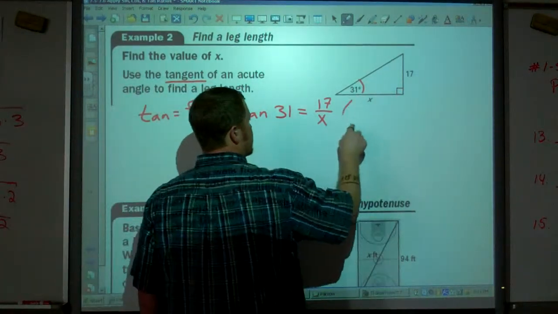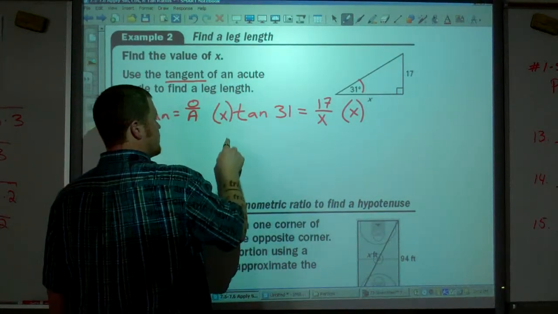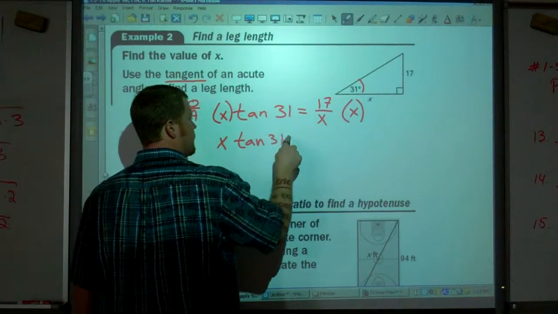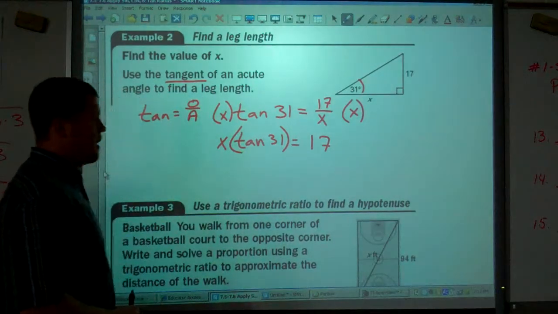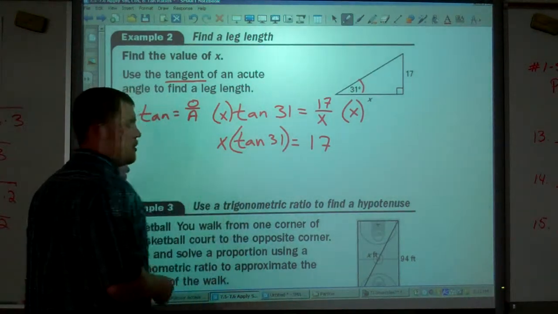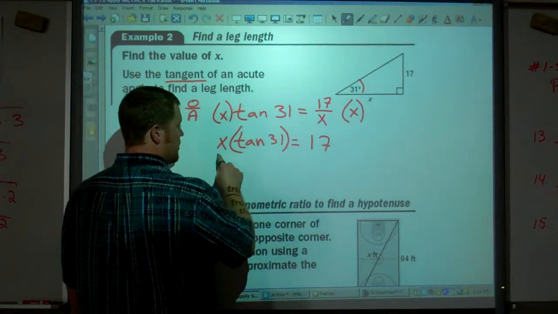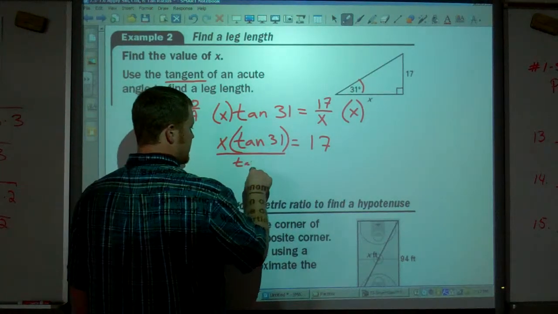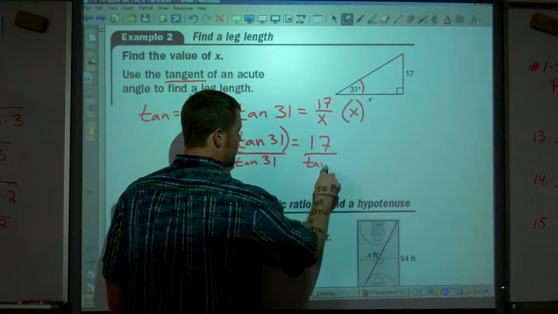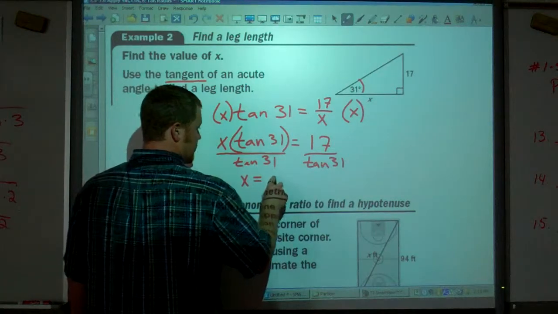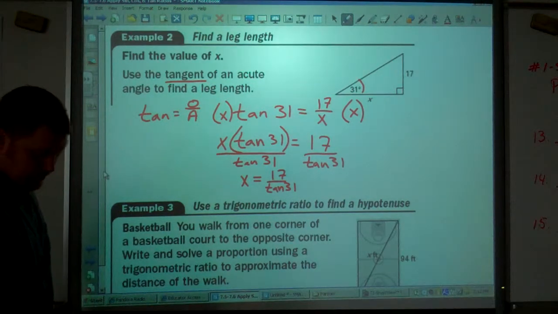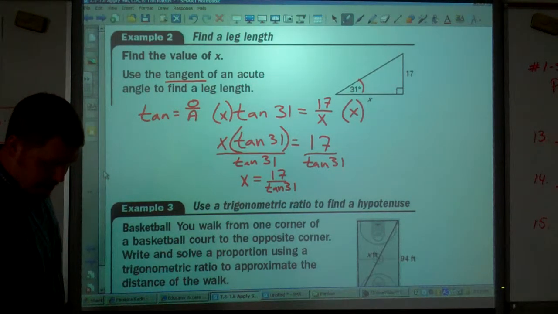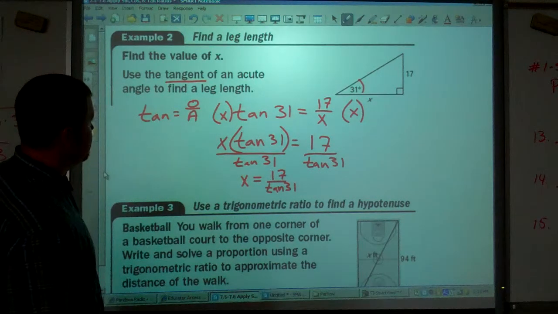Multiply by whatever's in the denominator, so we multiply by x. So x times the tangent of 31 equals 17. Now we're solving for x, and the tangent of 31 is just some decimal, so it's a number. You've got a number times a variable, so divide by the tangent of 31 on both sides. So x equals 17 divided by the tangent of 31. Plug that into your calculator: 17 divided by the tangent of 31 is 28.29.